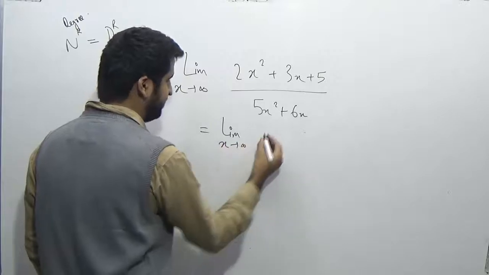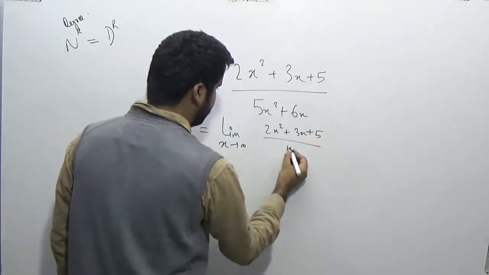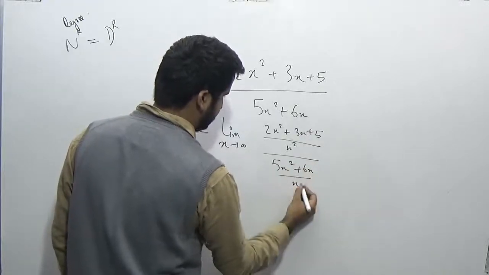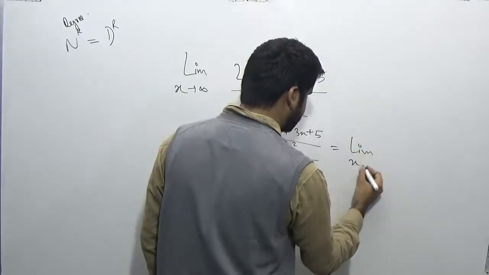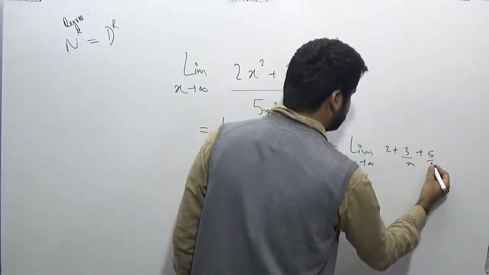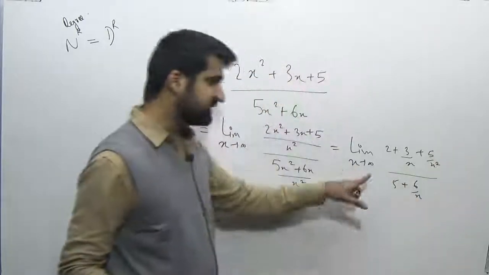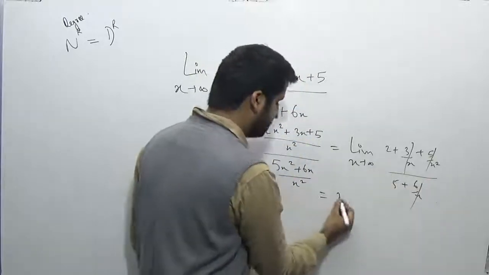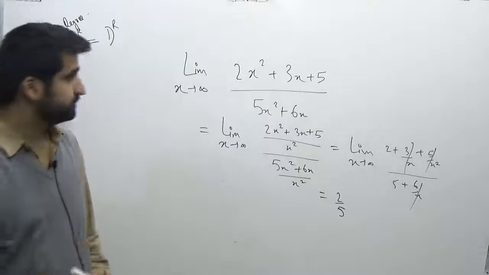So when I try to divide 3x plus 5 divided by x square, divided by 5x square plus 6x upon x square. When we divide, this comes out to be limit x tends to infinity, 2 plus 3 upon x plus 5 upon x square, and this is 5 plus 6 upon x. Now as x approaches infinity, these terms will be 0, right? And we will be left with 2 upon 5. So this limit is nothing but 2 upon 5, right?